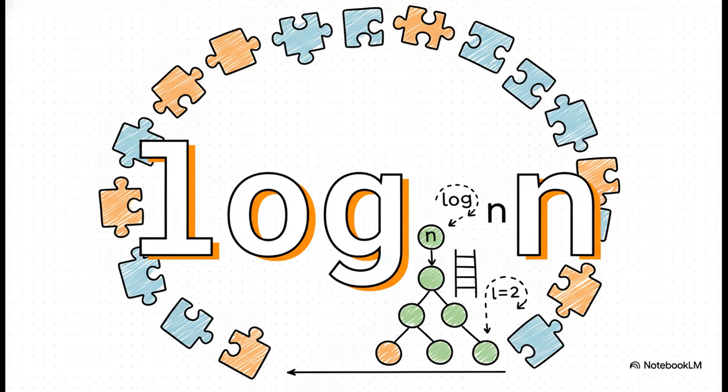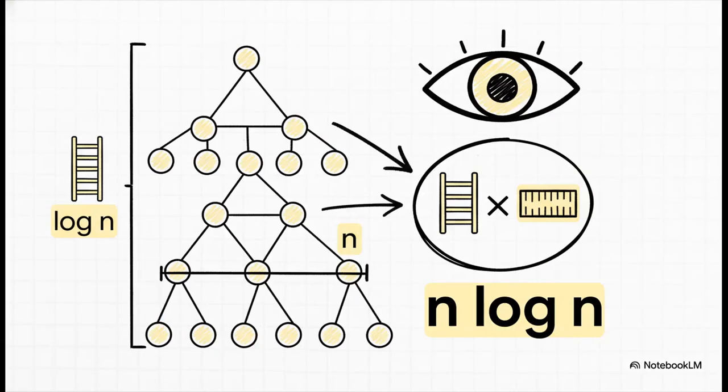So we're really just asking, how many times can I divide n by 2 before I get down to 1? And that, my friends, is literally the definition of a logarithm. So the tree has log base 2 of n levels. All right, let's put it all together.